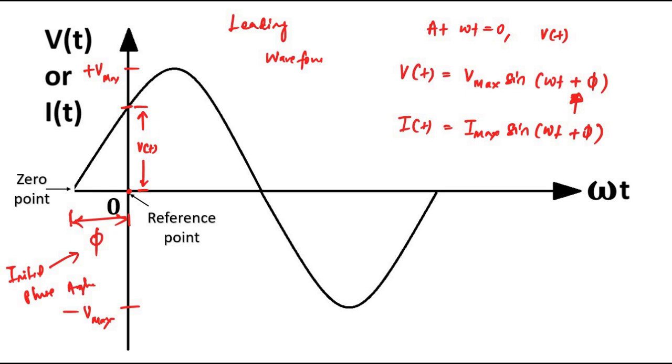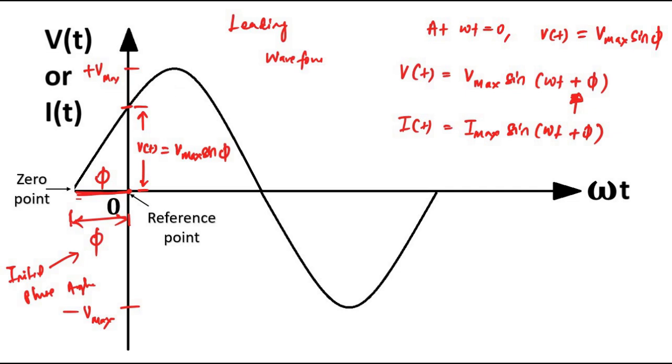So this is a leading waveform, and at omega t equal to 0, the value is v(t) equal to Vmax sine omega t, with omega t being 0, so it becomes Vmax sine phi only. This is the amount of phi, the portion which is behind 0. This much portion is phi radian or degree.